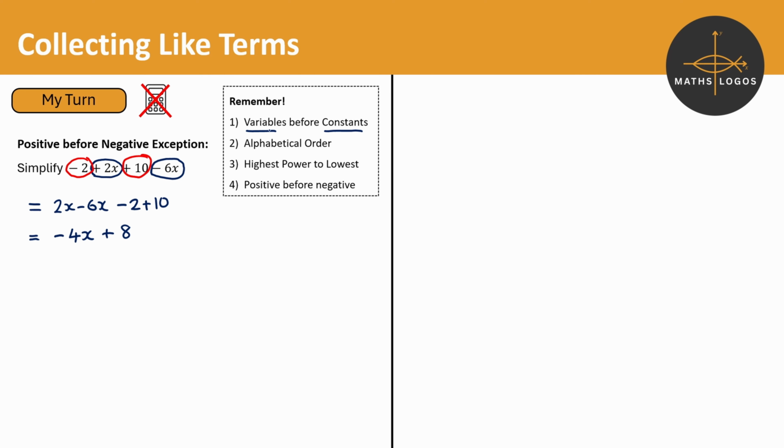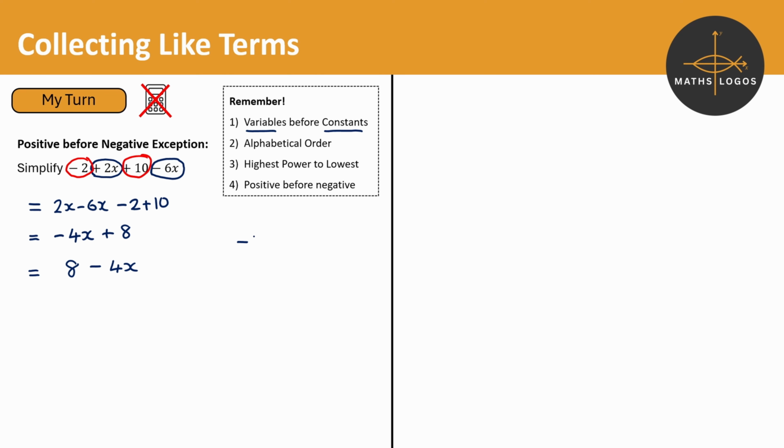Now, according to rule number 1, the variables must come before the constants, and that's exactly what I've got going on here. My variable of x comes before my constant, which is 8. But when we've got something like this, negative 4x add 8, the general notation for writing that is actually to swap them round and write it as 8 subtract 4x. So something of an exception to rule 1, because normally we'd have our variables first, but when we've got a situation like this, we'll put our positive first and then follow it by our negative.